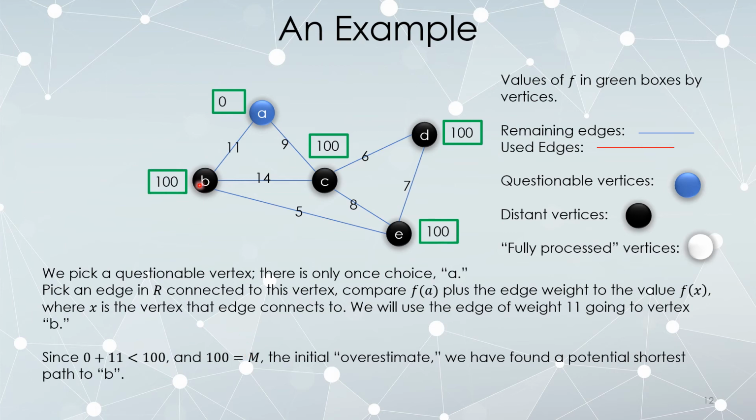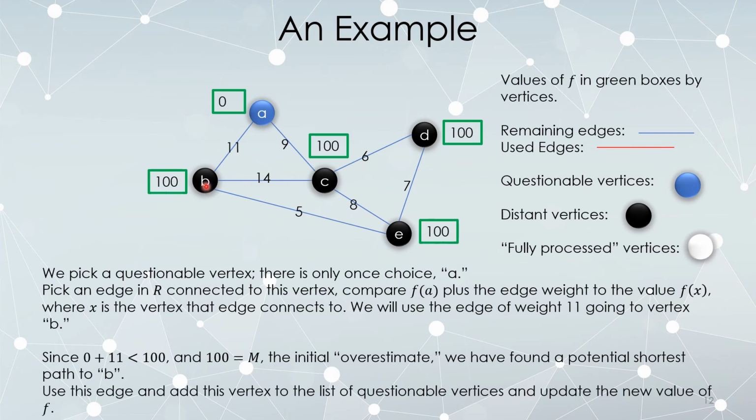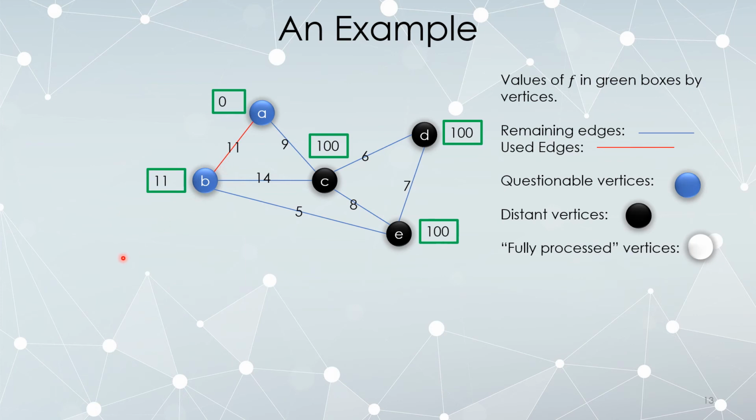So what that means is we found a potential shortest path to B. We're going to take this edge and use it, and we're going to add this vertex to the questionable vertices. We're also going to replace the label on B with 11. This is now our current shortest path to get there, of length 11. Maybe later we'll find a shorter one, maybe we won't. This is now a questionable vertex, this is a used edge. Okay, so here's where we are at this stage.